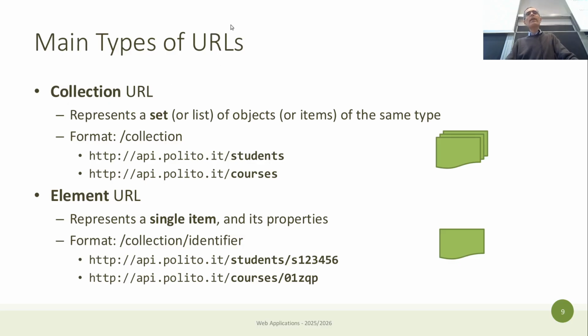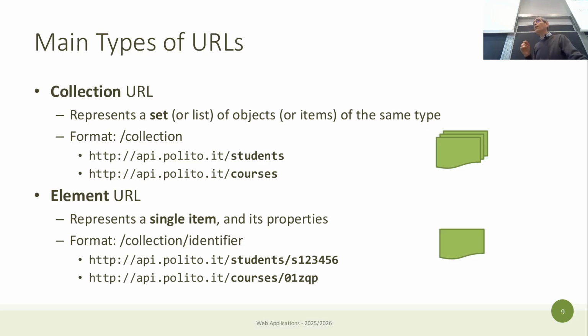So URLs in web applications mostly represent collections or single elements, okay? So collections: api.polito.it/students, courses, okay? Items, objects to buy in the shop, or seats, places, if you want to book something like in the theater and so on, okay? And then maybe you want to address, operate on a single element.